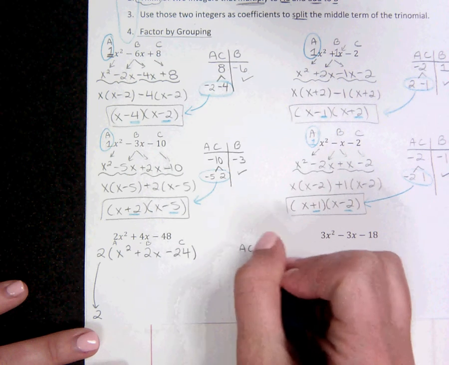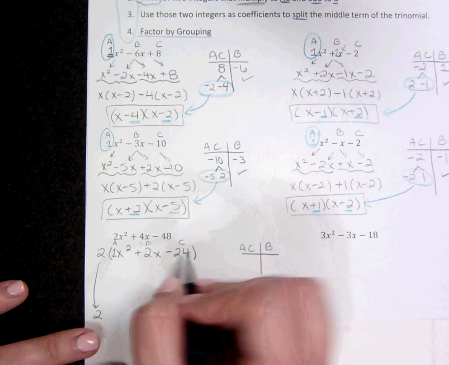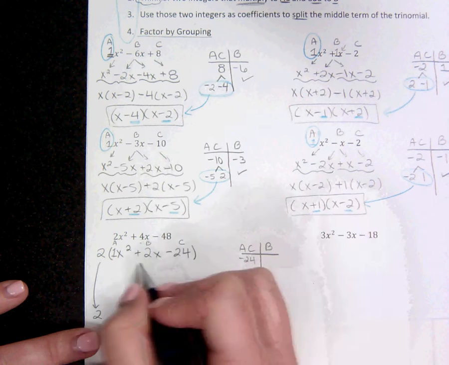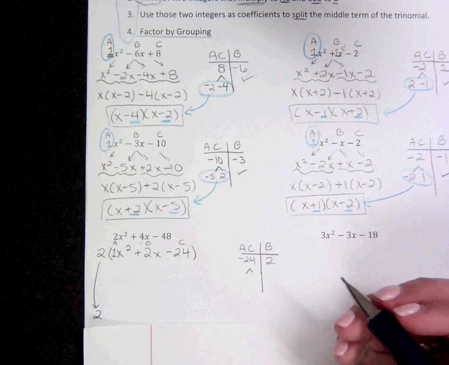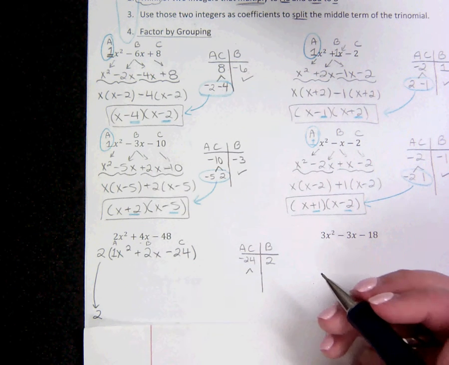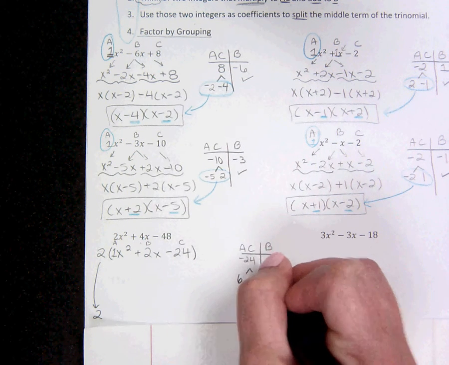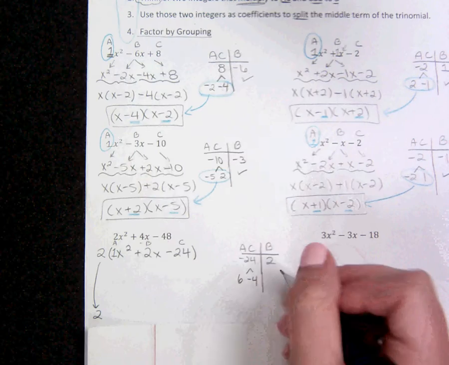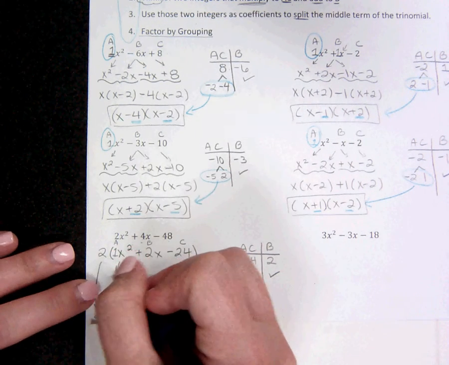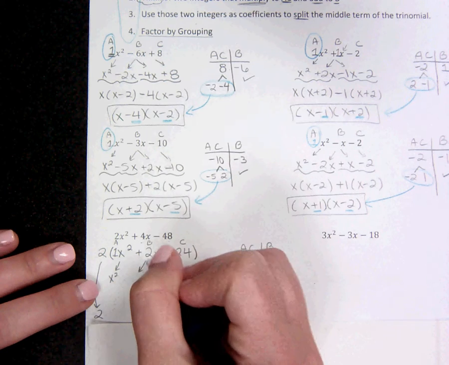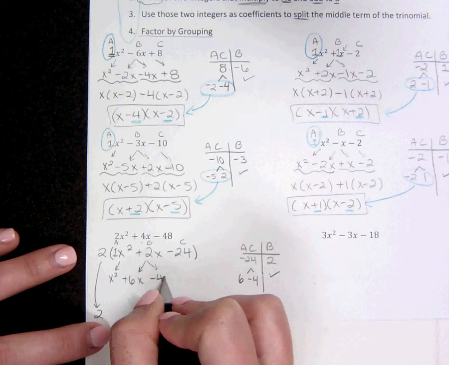So my AC chart will have 1 times -24. B is 2. So I need two numbers that multiply to -24 but add to +2. And that would be +6 and -4. That's my pair. I'm going to leave that 2 alone. I'm going to split what's left using +6 and -4.